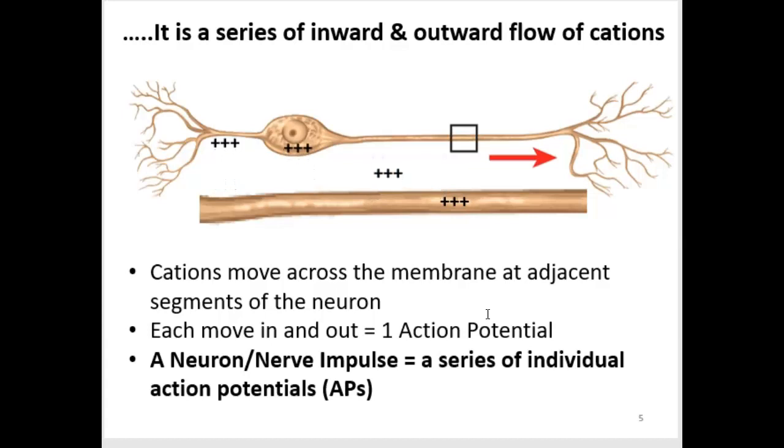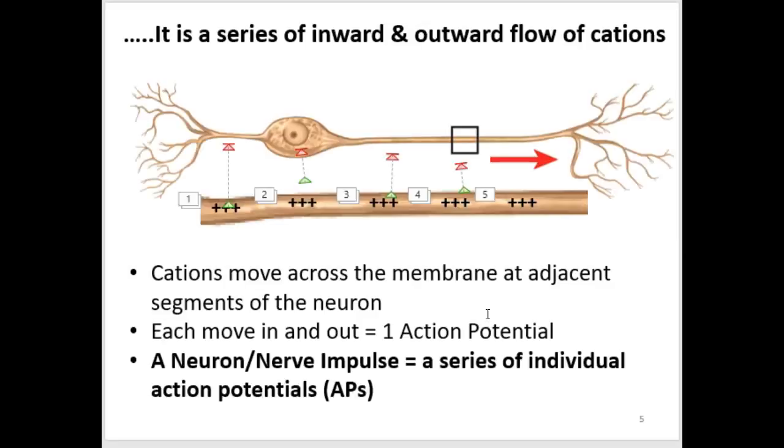So each move of ions in and then out is called an action potential. And an action potential triggers a neighboring action potential, and so on and so forth. So there's a series of individual action potentials that occur down the length of the axon, and we call that a nerve impulse.